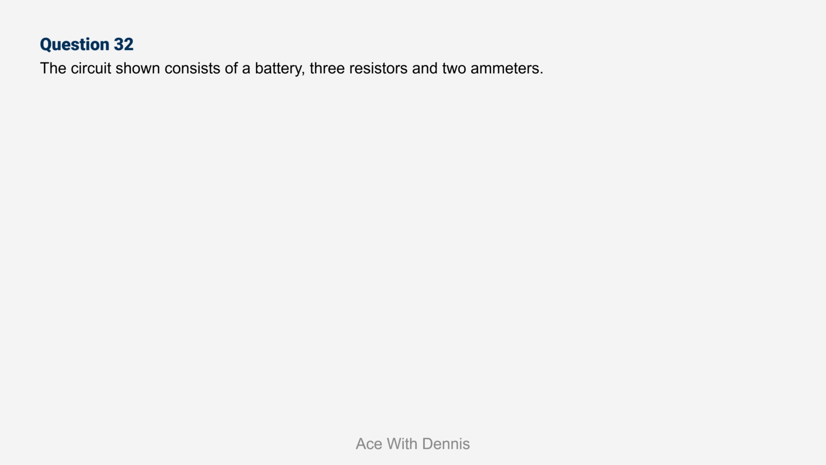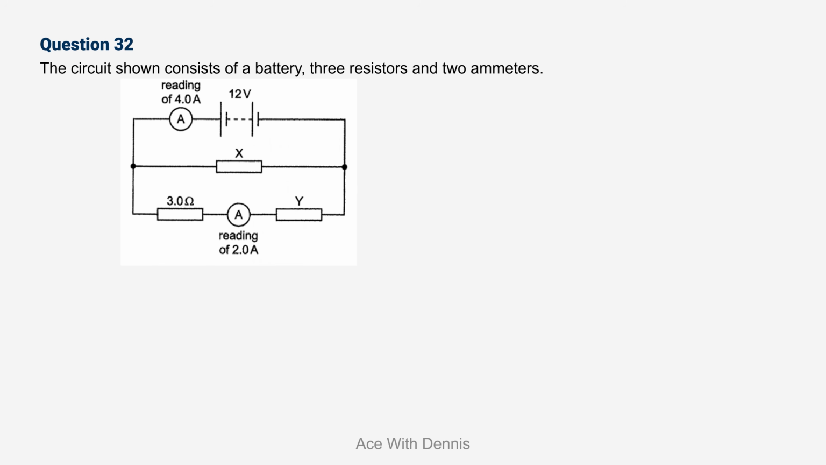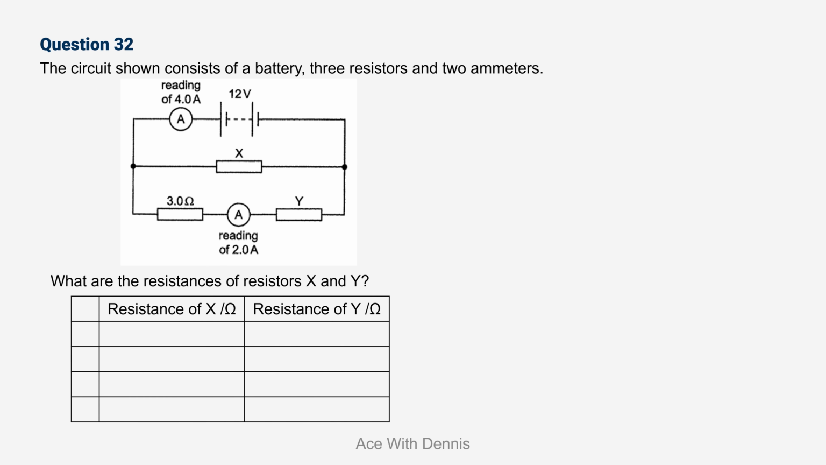Question 32. The circuit shown consists of a battery, 3 resistors and 2 ammeters. What are the resistances of resistors X and Y? So here are the options. For the first column, it is resistance of X in ohms, and second column, resistance of Y in ohms. Option A, 3.0, 3.0. Option B, 3.0, 6.0. Option C, 6.0, 3.0. Or option D, 6.0, 6.0.